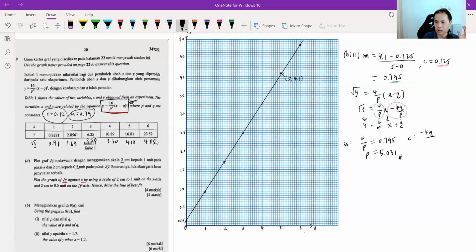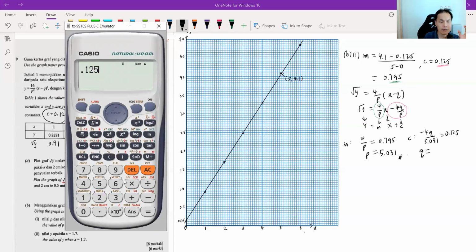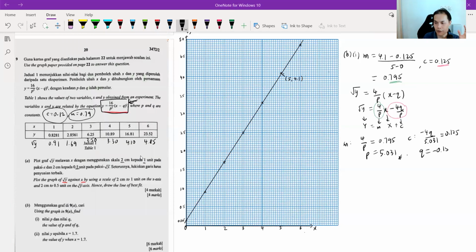So since my p is 5.031, I'm going to sub inside. This is 0.125. I want to find my Q. Let's multiply over 0.125. I multiply with 5.031 and I divide by -4. My answer is, not a nice number, -0.1572. Yeah, it is negative, -0.1572. Okay, I got my P, I got my Q.